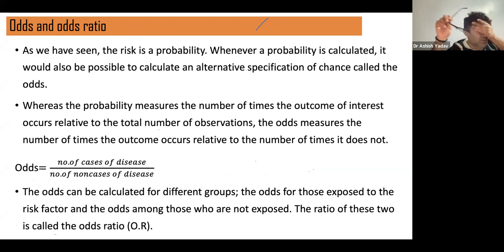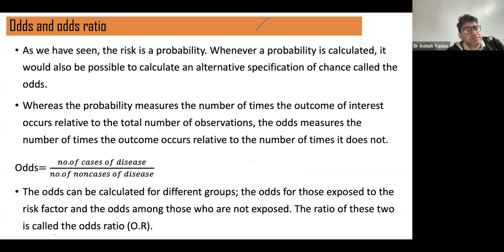Now we will be moving to the odds ratio. As we have seen, the risk is a probability. Whenever a probability is calculated, it is also possible to calculate an alternative specification of chance called the odds. Whereas probability measures the number of times the outcome of interest occurs relative to the total number of observations, the odds measures the number of times the outcome occurs relative to the number of times it doesn't occur. Okay, so as we have seen, relative risk is a type of probability only.